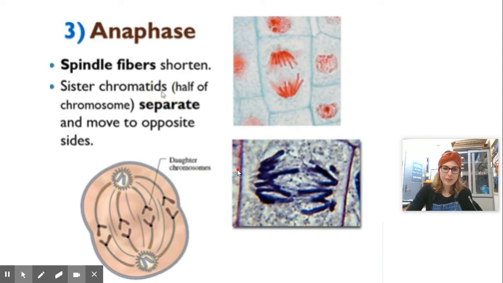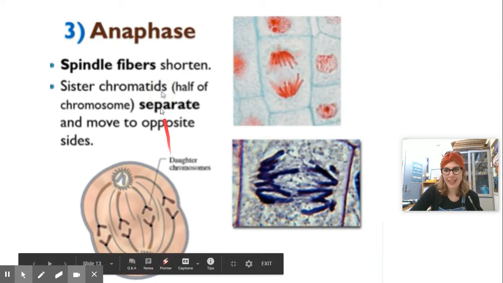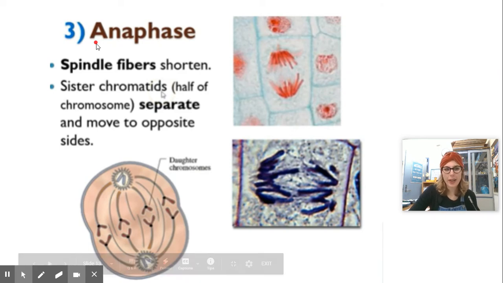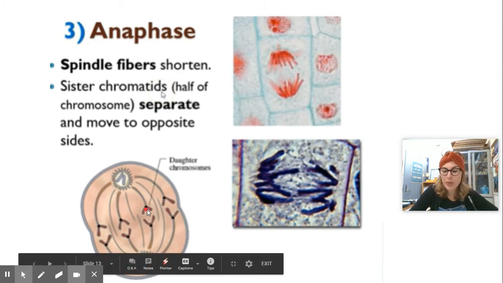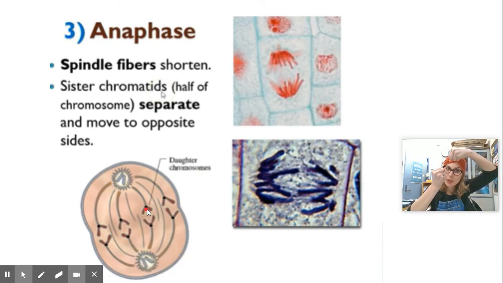Okay, so now we're in anaphase. Anaphase, A for apart. This is where those spindle fibers that have attached onto the centromeres, the middle portion of those chromosomes, are now going to shorten, right? And so they're going to then start to pull those chromosome pieces to opposite sides of the cell.